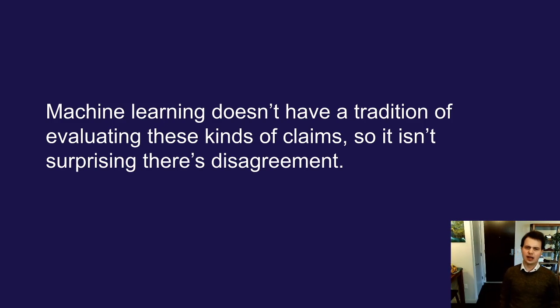I think something that's important to say here is that machine learning doesn't really have a tradition of evaluating claims like, oh, this is a car detecting neuron. We often evaluate claims about whether a model is accurate, or maybe we evaluate claims about theoretical proofs. But this is something a little bit different. It's a claim that's more similar to claims we see in neuroscience. And so I think it's not that surprising that when we have claims that are very different from the claims we usually evaluate, we see people disagreeing on them.